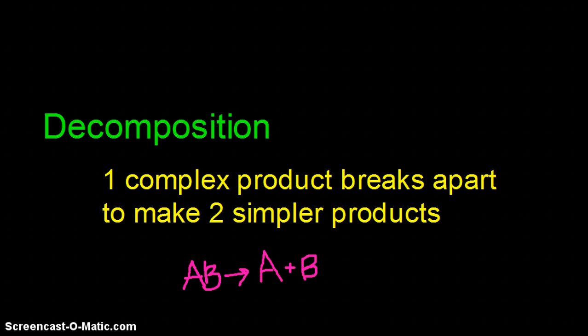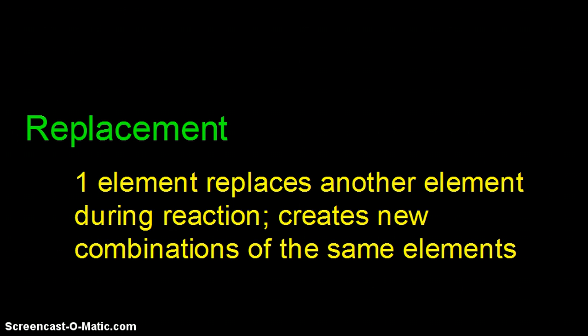All right, last word, and that is replacement. Replacement is the third type of equation, and that is where one element replaces, just like the name sounds, another element during a reaction. And what this does is it creates new combinations of the same elements. Keep in mind you have the same elements before and after because you can't create or destroy matter, but you're going to get new combinations of that matter. So creates new combinations of the same elements.